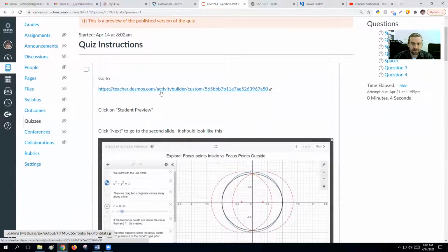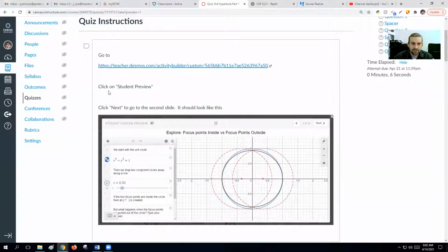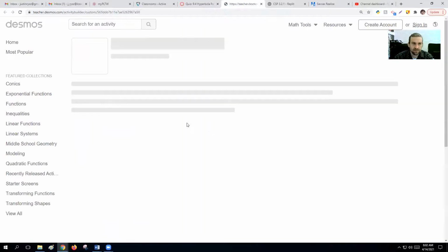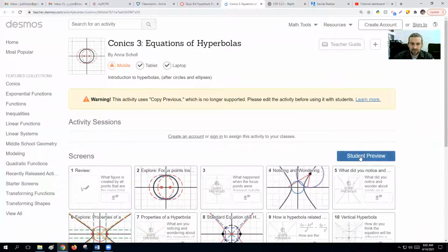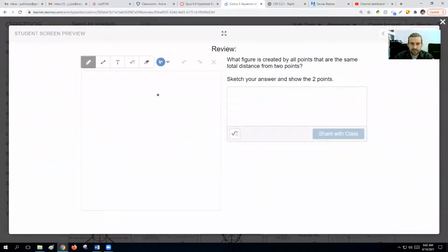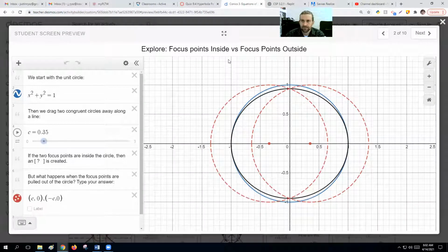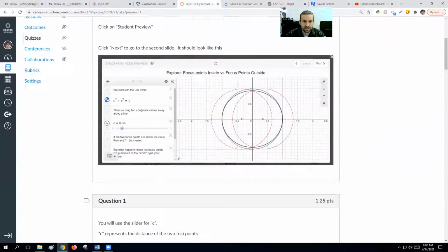So the first thing you're going to do is go to this one here. You're going to click on the student preview and then click next to go to the second slide. All right, so it's going to pop up here. We're going to click student preview. We're going to click next to go to the second slide. Okay, so hopefully we get to a slide that looks like this here.